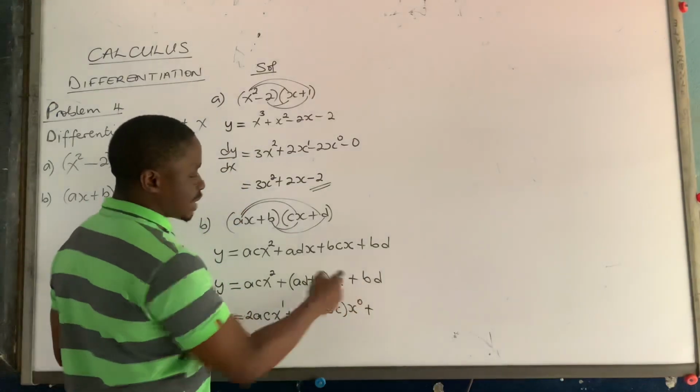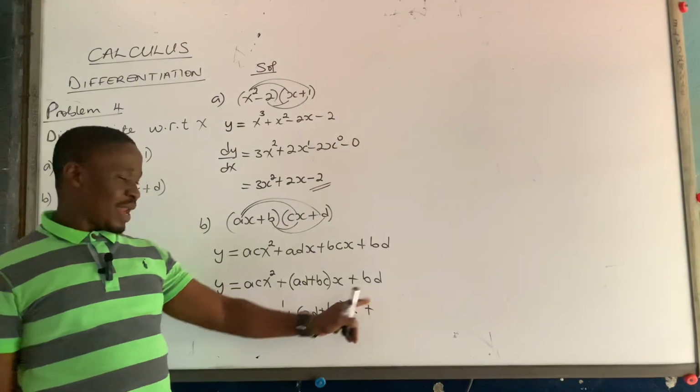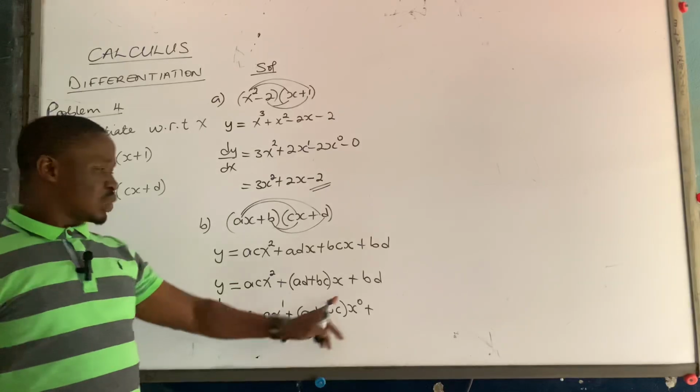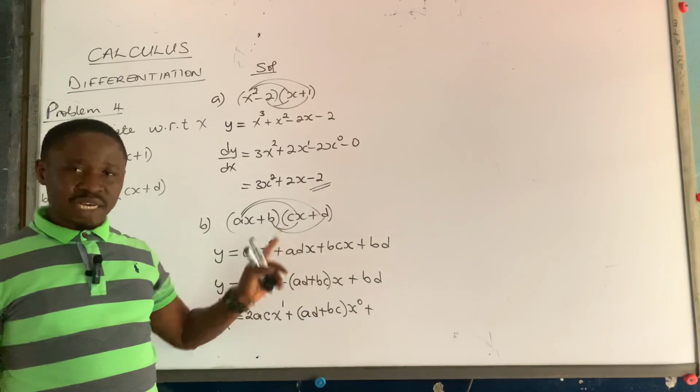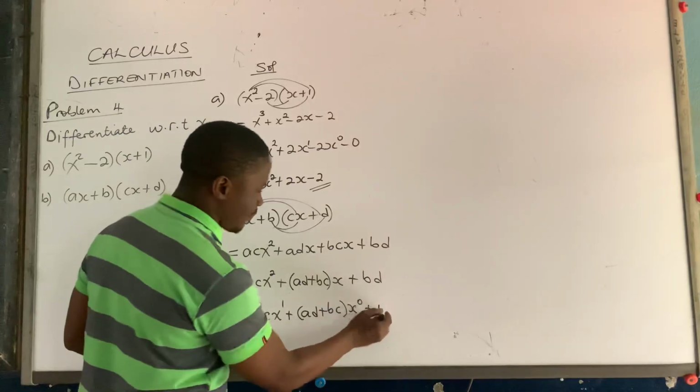Plus, this is a constant. What makes it a constant? It is independent of x. It does not contain the variable x. So it's a constant in this function. So differentiating a constant is 0.